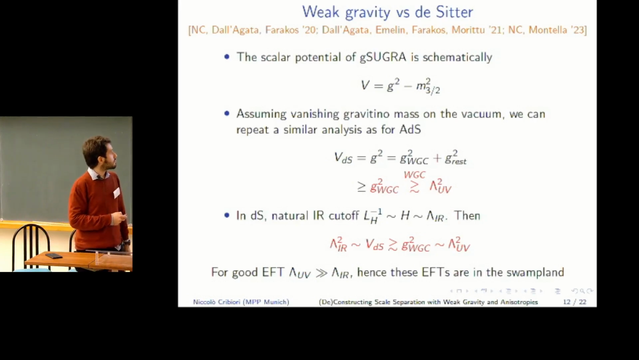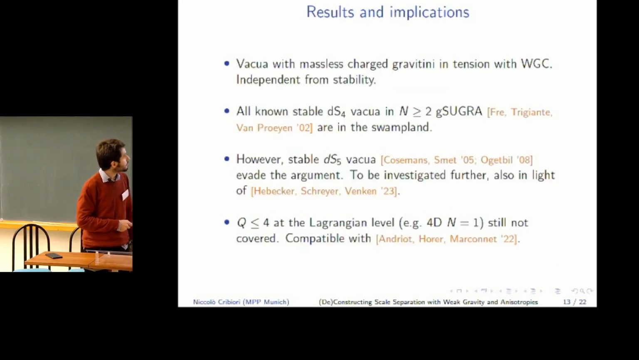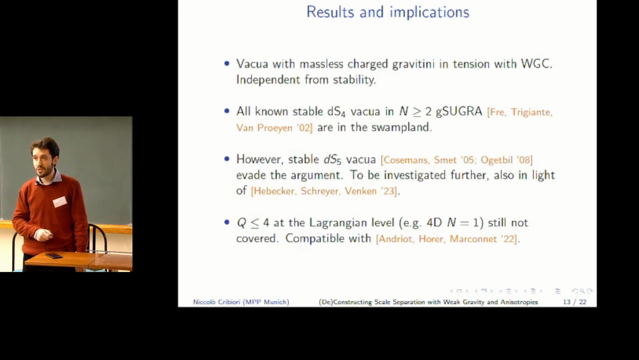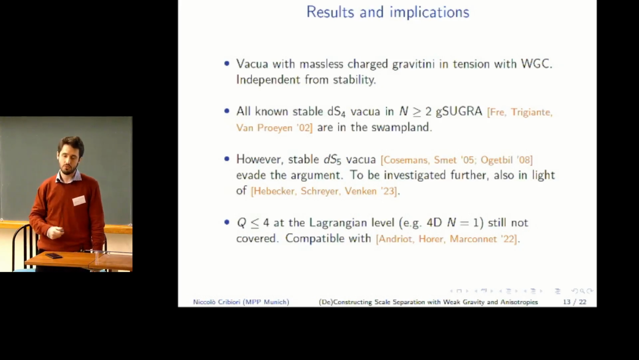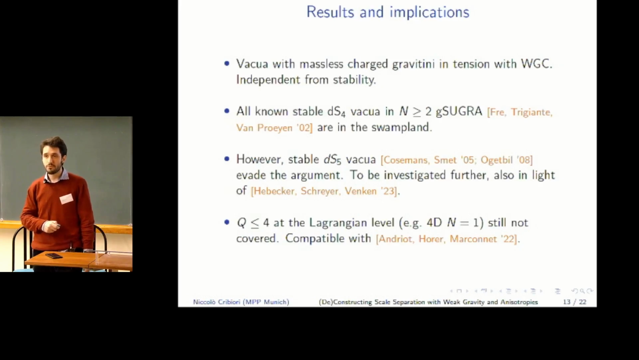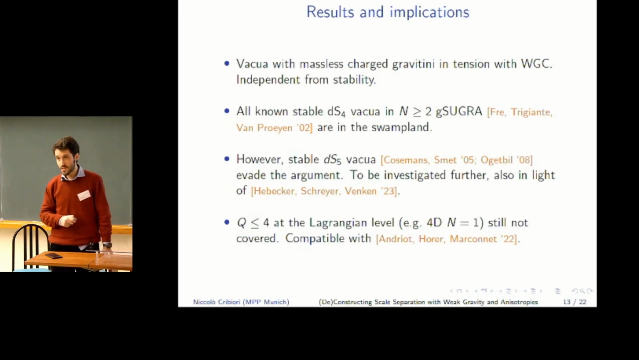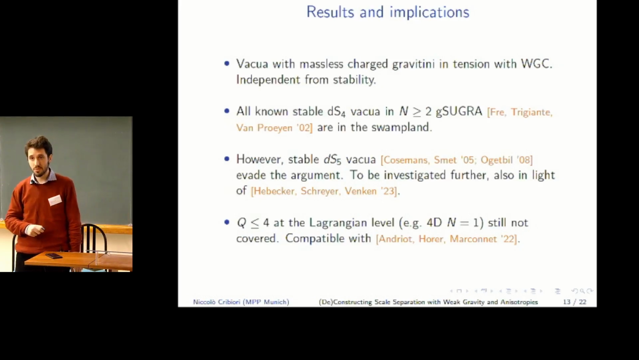So you might say that this assumption about vanishing gravitational mass is a bit exotic, but this is not, at least not in the supergravity literature. All the few known stable de Sitter vacua in N=2 or bigger than 2 supergravity in 4 dimensions have this property. So in 4 dimensions we could rule out all stable vacua just in supergravity. In 5 dimensions, to our surprise, when we look into the literature, there are vacua which are stable, de Sitter 5 vacua just in supergravity, but don't have this property.